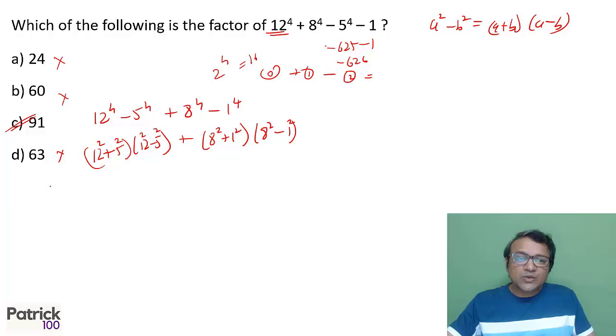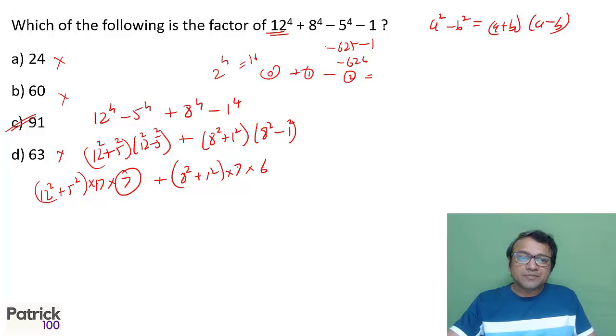Further, 12 square minus 5 square can be broken up as 12 plus 5, which is 17, and 12 minus 5, which is 7. Here we will have 8 square minus 1 square. You can break it up as 8 plus 1, 9, and 8 minus 1, 7. So we will get both the numbers as multiples of 7. Both the cases are multiples of 7. So the whole number is a multiple of 7.